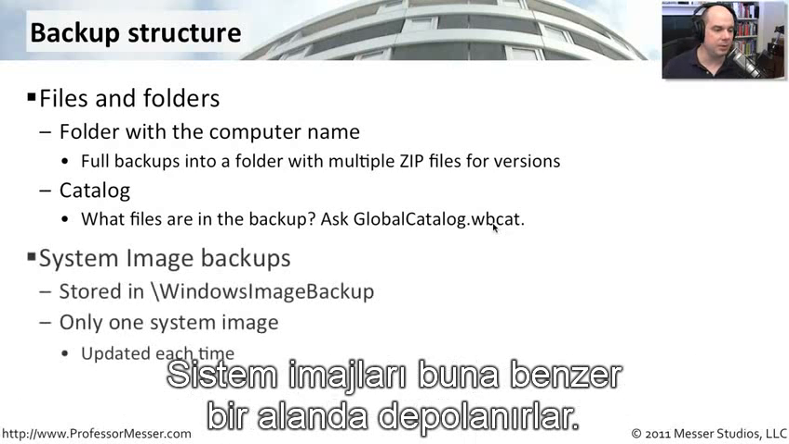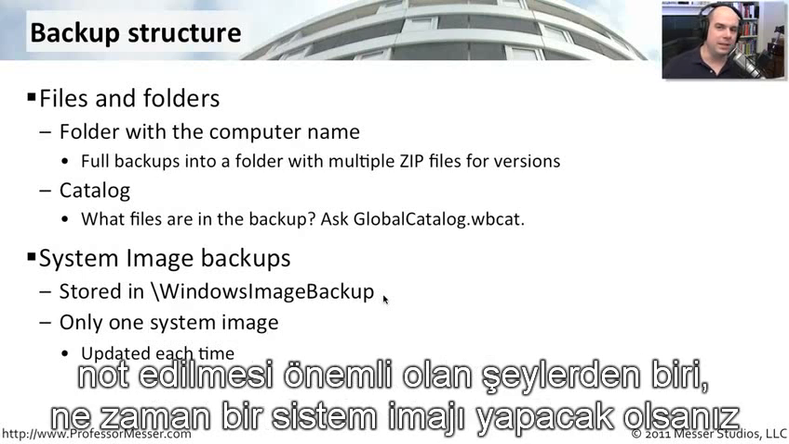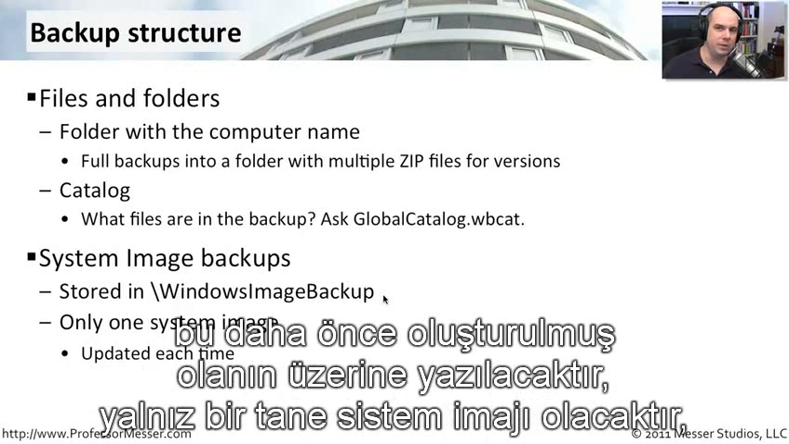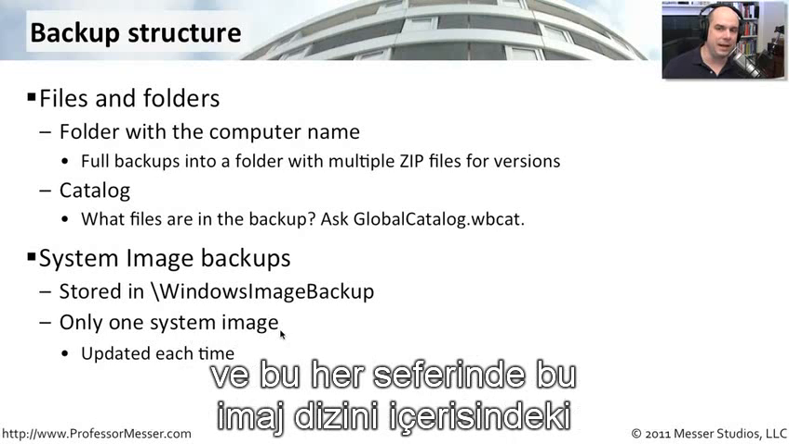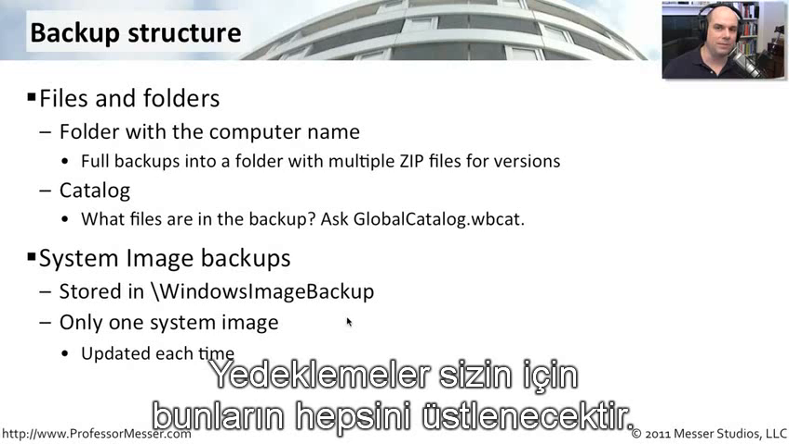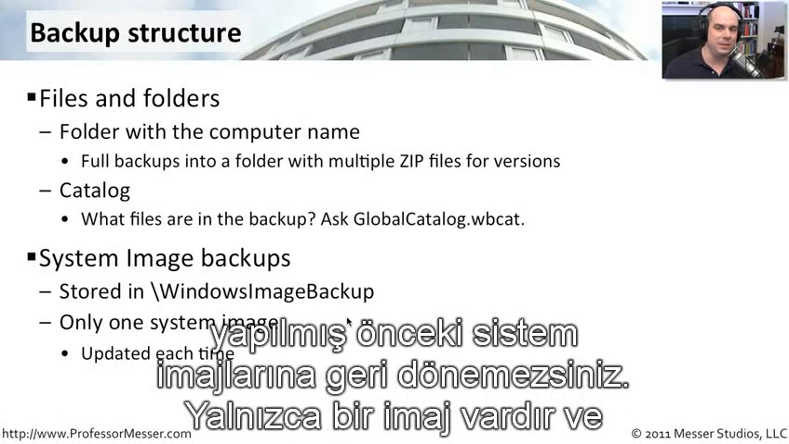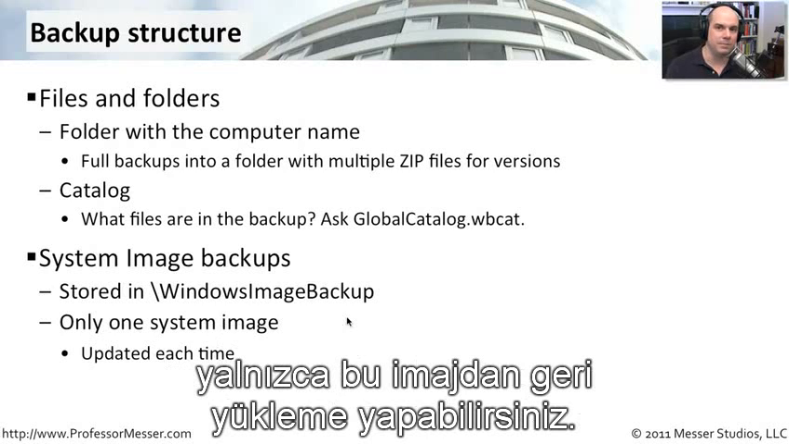System images are stored in a similar area. They're in a directory called Windows Image Backup. And it's important to note that whenever you do a system image, it's going to overwrite the information in the previous one. There's only going to be one system image, and it is simply updated every time you store that image information out there in that image directory. The backup's going to handle all of that for you, but you can't go back to a previous system image from a number of weeks ago or a number of months ago if an image has been done since then. There's only one image, and that's the only one that you can restore from.